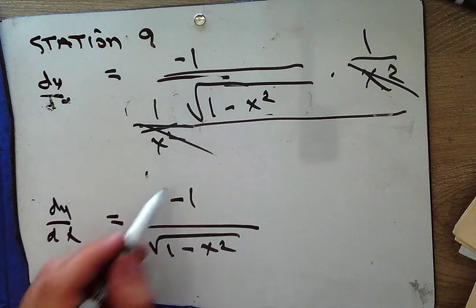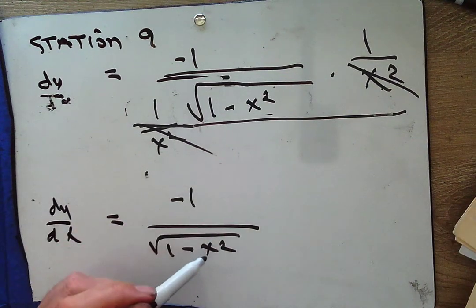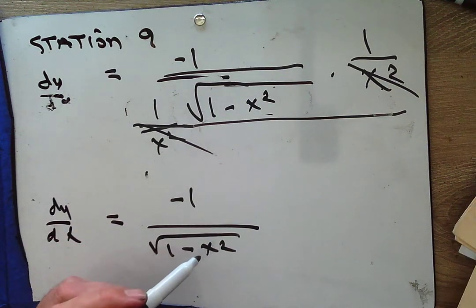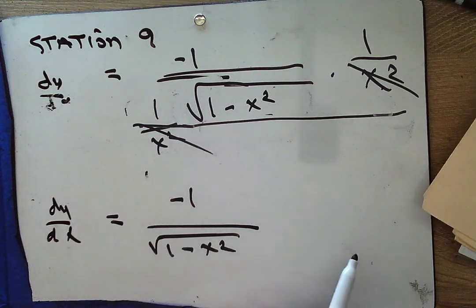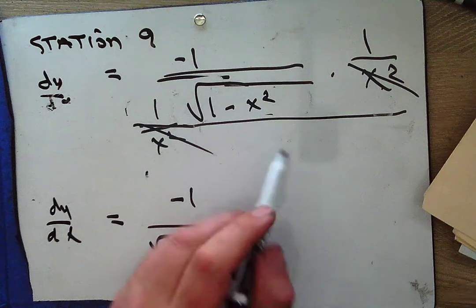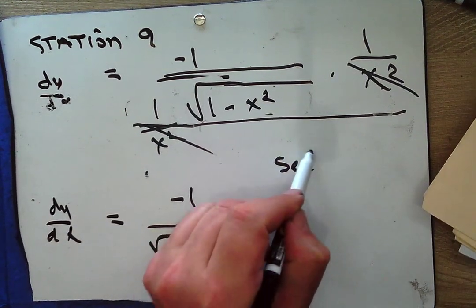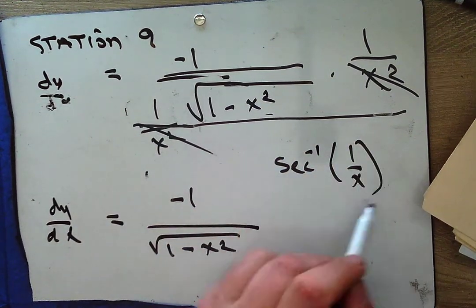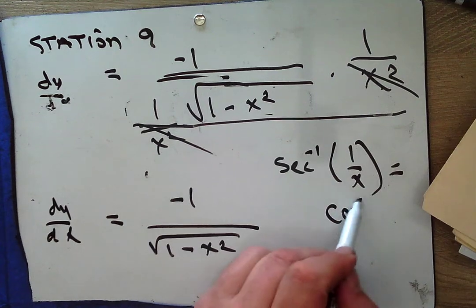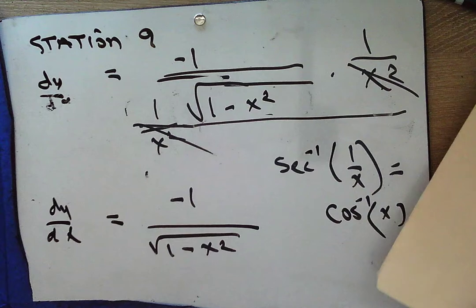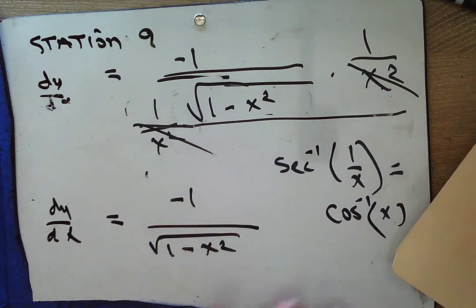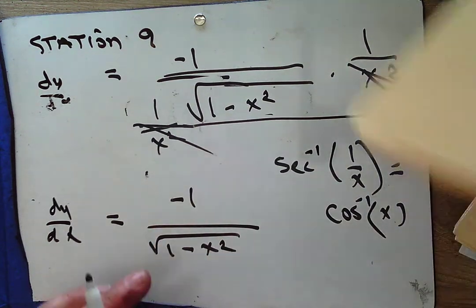So I recognize this derivative as the derivative of inverse cosine. Okay? Derivative of inverse cosine is what I'm looking at here. So this thing that we started off with, secant inverse of 1 over x, that's the same as inverse cosine of x. Okay? And we ran into that before. I don't expect you to memorize that, but that explains why the answer looks the way it does.